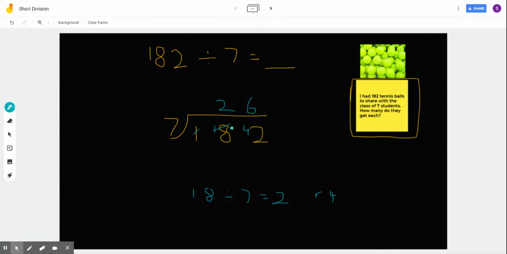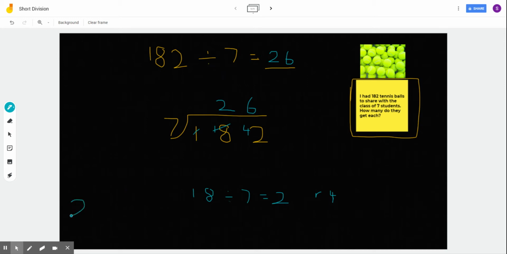No remainder there. So to answer my question, I had 182 tennis balls to share with a class of 7 students. How many do they each get? It is 26. I can put that up the top. We've worked it out using our short division. There's one final way that I can check if this makes sense, using if my answer is correct, using the link between division and multiplication.